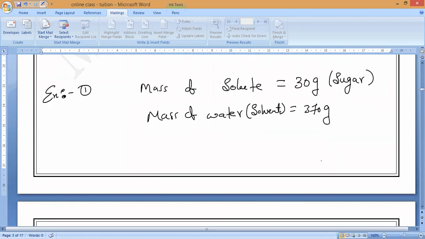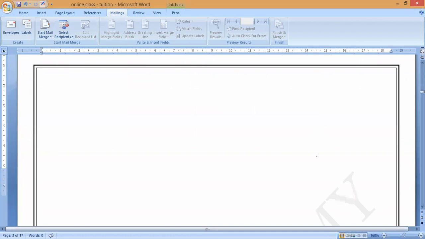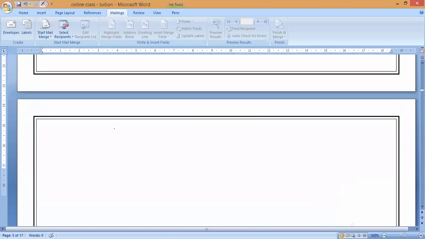So we want to find the concentration of sugar. Is it yes or no? Yes, guys? So what is the formula for concentration of a solution? Monish, concentration of a solution equals to what formula?